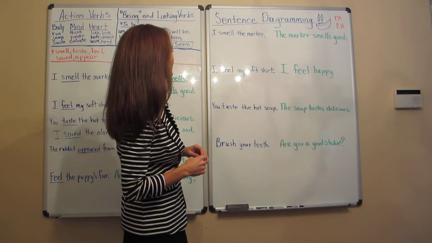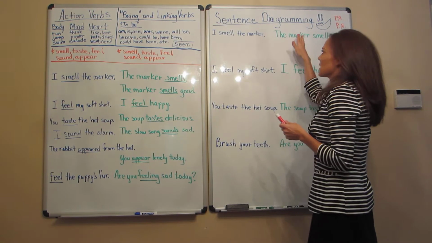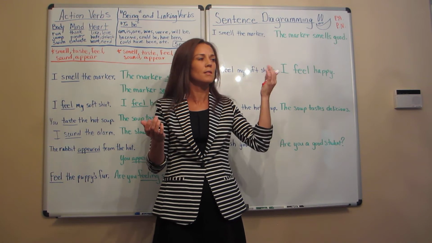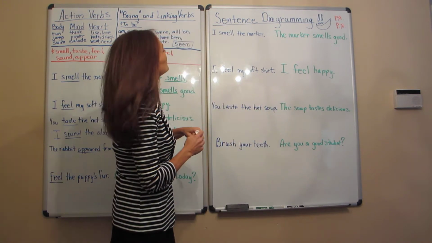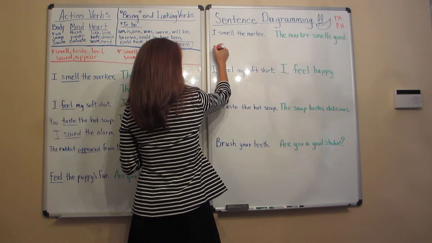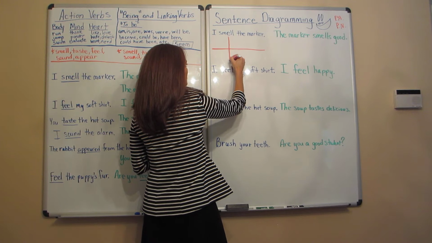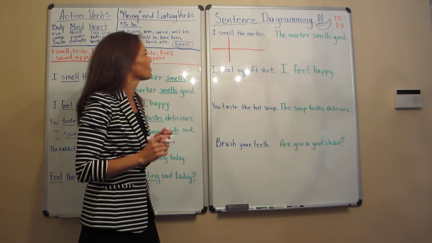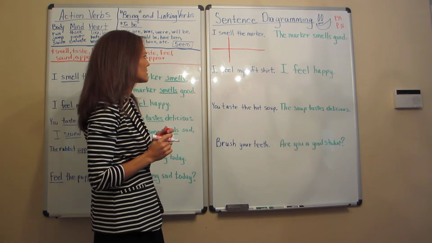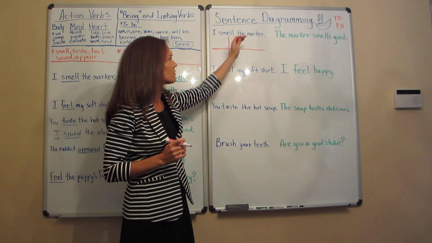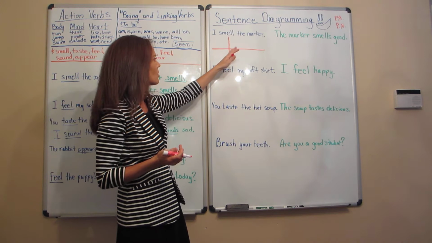Let's go over to diagram. In sentence diagramming, every sentence has two parts, a subject and a predicate. And in the predicate is the verb. So a basic diagram is your baseline and then an intersecting vertical line that goes all the way through. This is your basic sentence diagram for every sentence. On the left side of the vertical line is your subject, and on the right side of the vertical line is the predicate, also called the verb.